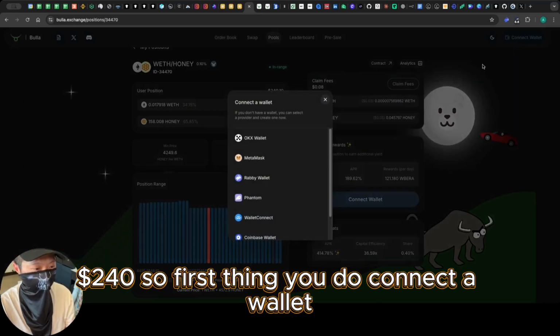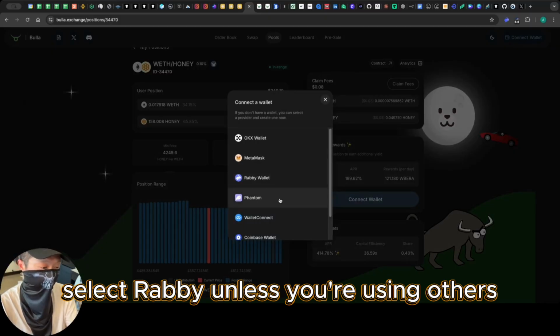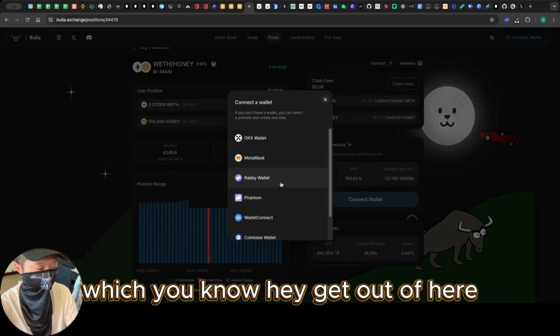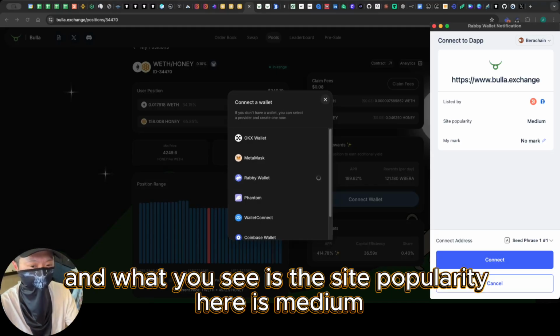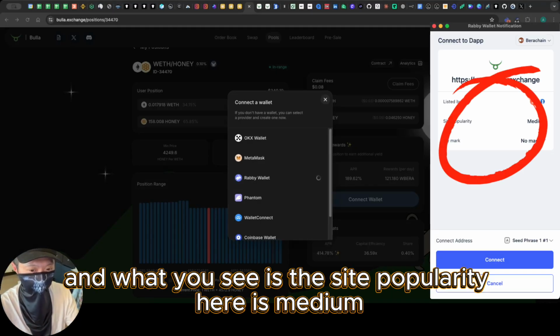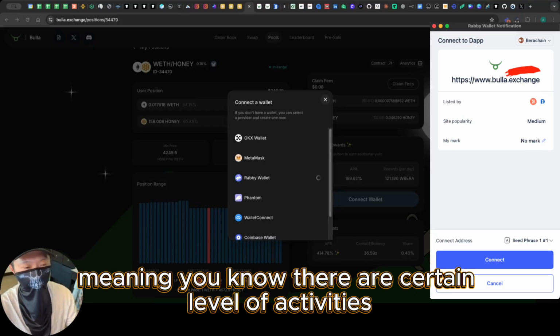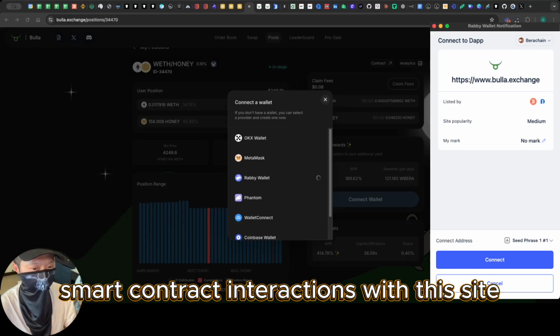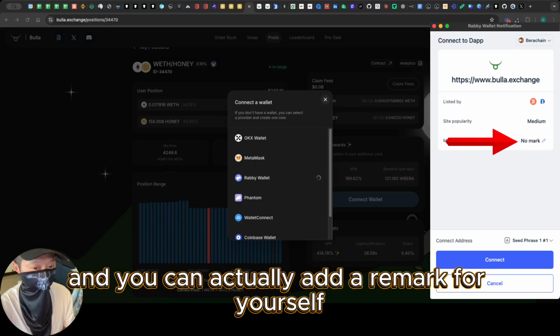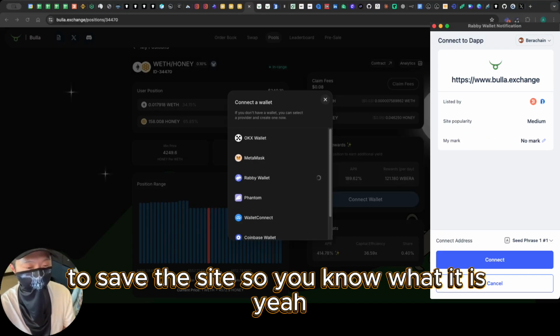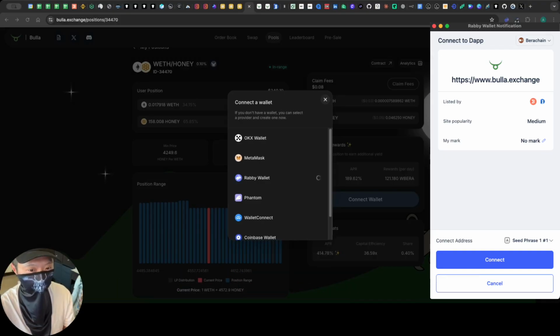So first thing you do, connect a wallet, select Rabby, unless you're using others, which, hey, get out of here. Use Rabby, and what you see is the site popularity. Here it is medium, meaning there is a certain level of activity, smart contract interactions with this site, and you can actually add a remark for yourself to save the site so you know what it is. You have some memo.